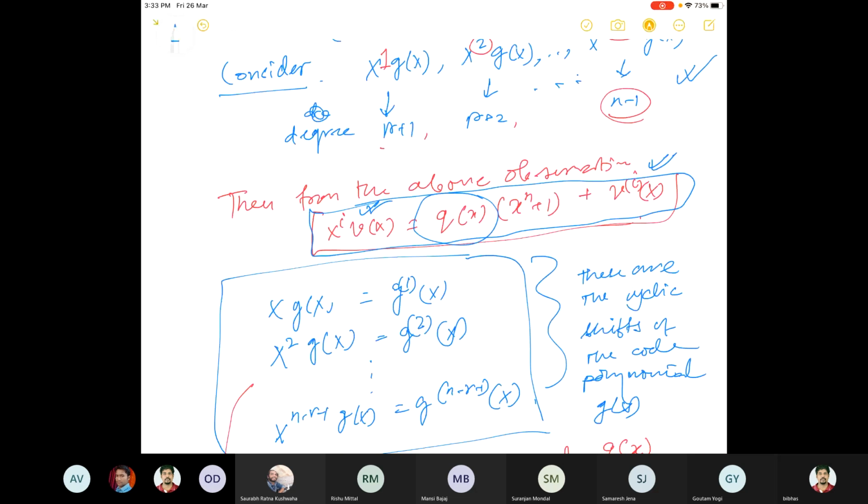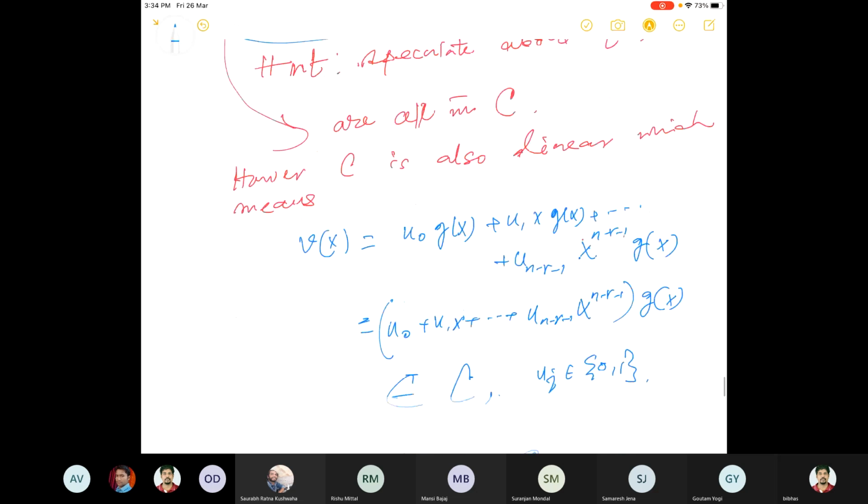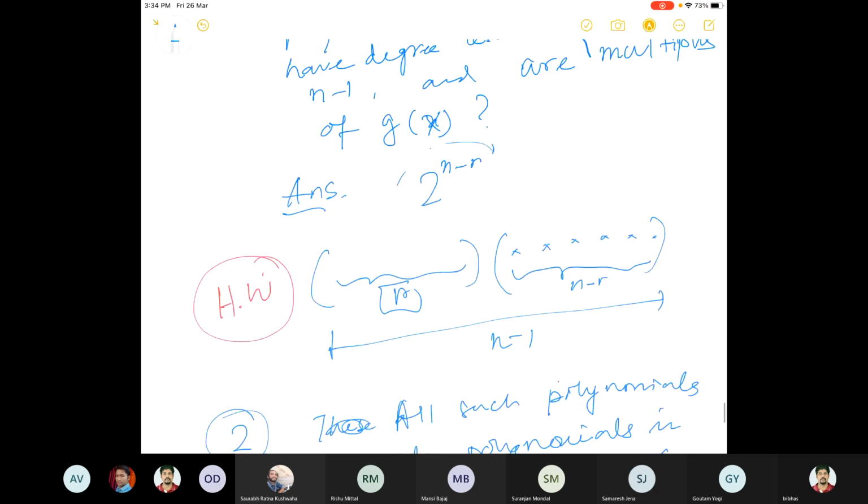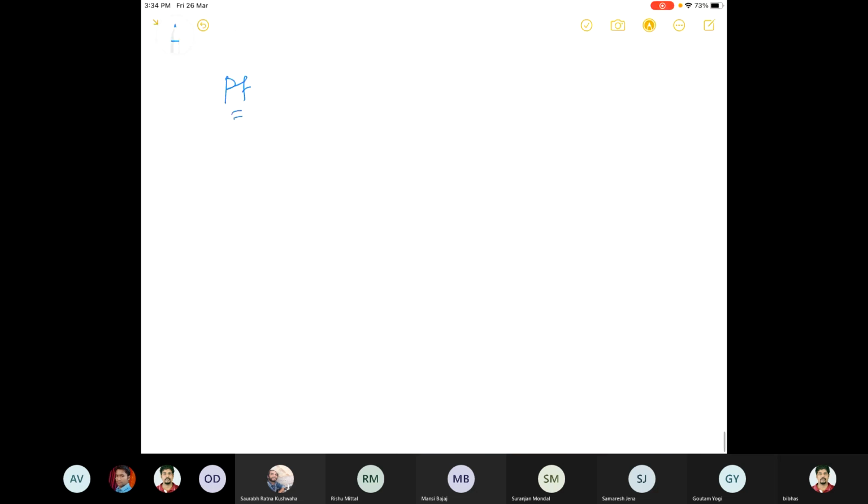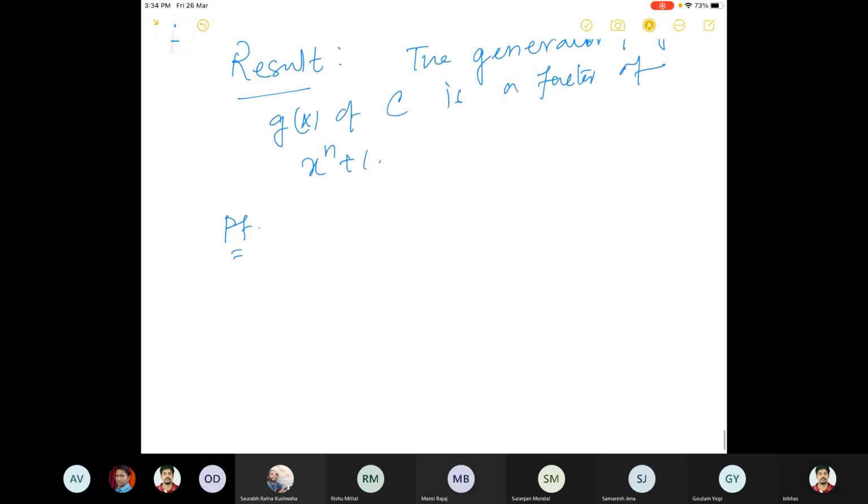So if it divides, what will happen if this generating polynomial divides x to the power n plus 1, then what will happen here? Let's say v(x), let me write it this way. Okay, let us see. If we can prove it a little bit, then we'll put together the arguments.